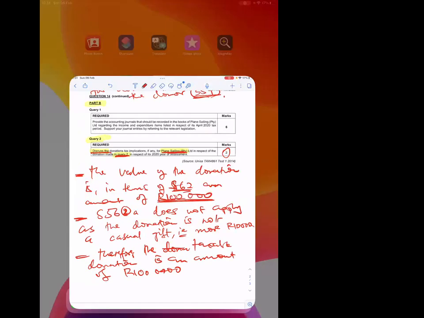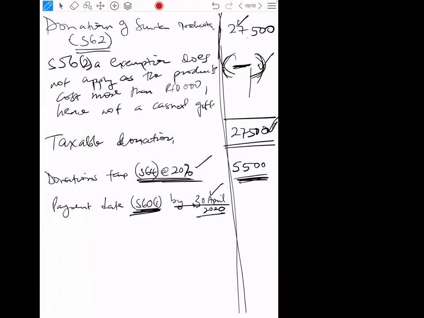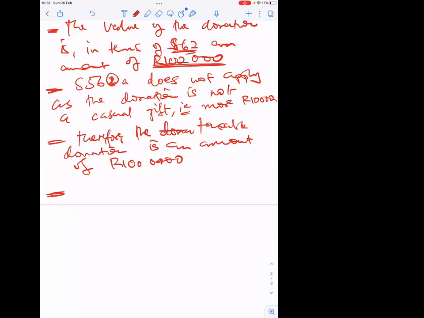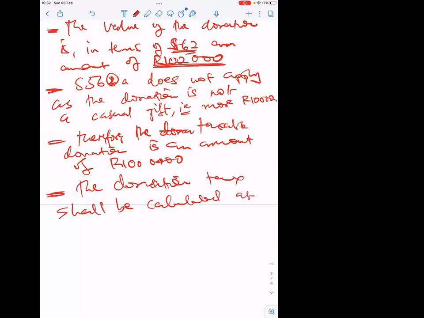Where do I go next? I'm here now. Now I have to talk about this. That's where I am. I'm writing here. Okay, then I would say the donation tax shall be calculated at the rate of 20%. I cite my section 64. Okay, so it's like I've calculated it, if I was doing it practically.